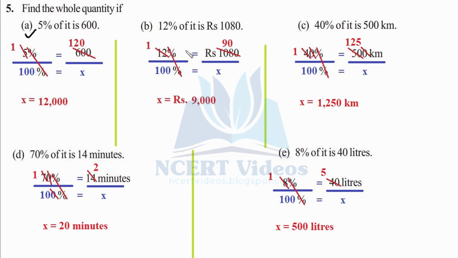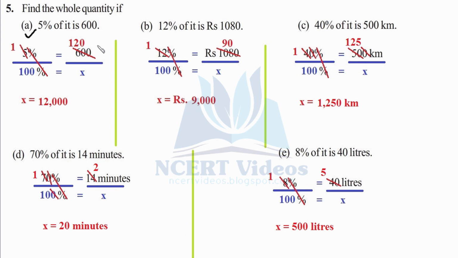That is your A. Similarly, 12% of a whole or complete number which we don't know is 1080. Therefore, we wrote 12% equals rupees 1080, and 100% will be what? We have to find 100% of that number. Again, cross multiply, but before that we will simplify it.